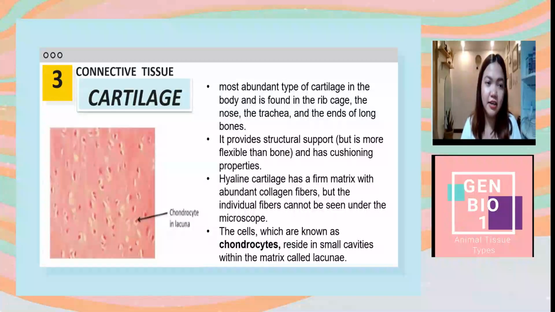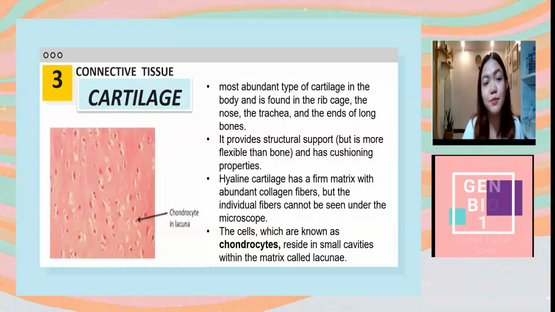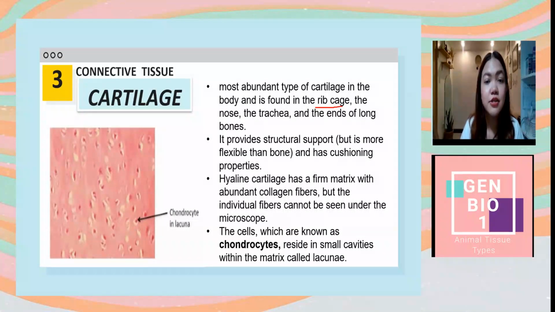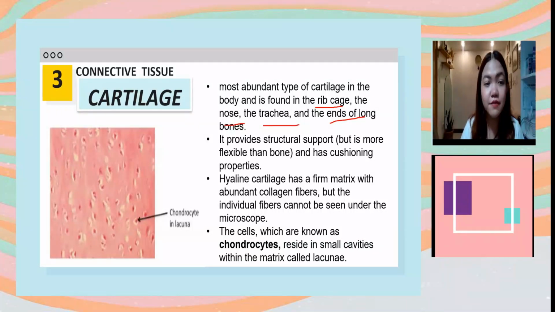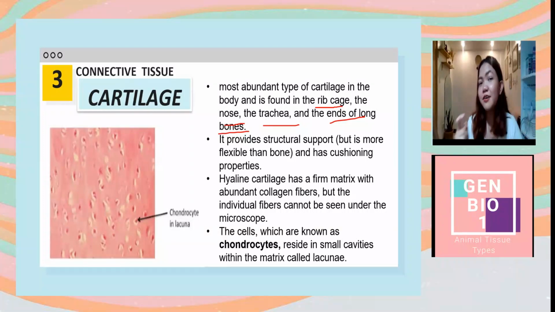Cartilage is the next one. So, your hyaline cartilage is the most abundant type of cartilage that is found in your rib cage, the nose, trachea, and ends of long bones. So, this nose, it is your cartilage, and I know that the ears then is a cartilage.